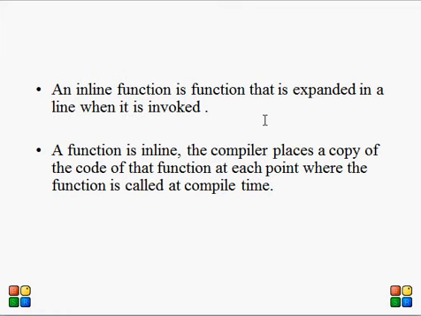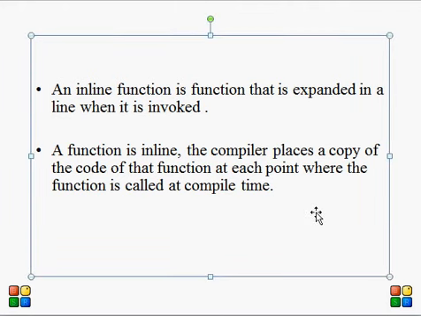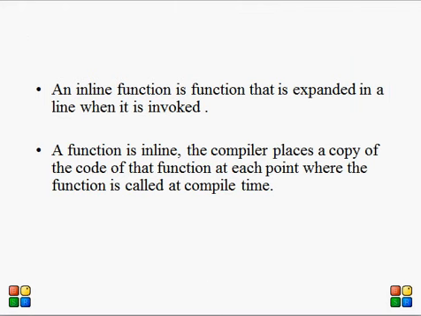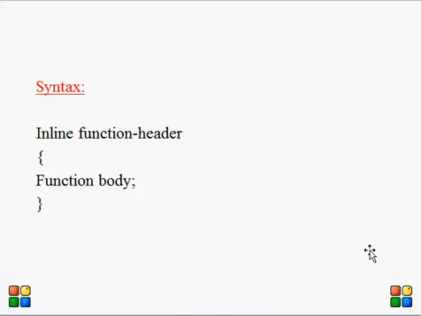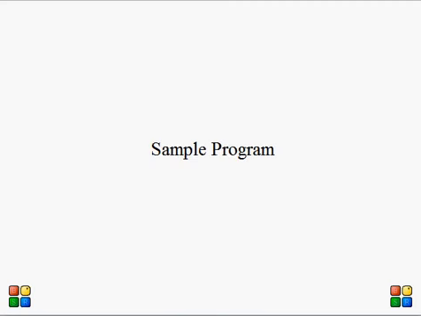Then how does it work, what happens when we use inline functions, we will see. See this point. If a function is inline, the compiler places a copy of the function code at each point where the function is called, at compile time. Just see the syntax for the inline function, the function body and all those things. It's very similar to the function definition. Only one difference is there, that is the inline keyword. Whenever we use inline functions, we just place the inline keyword in the function header. That's it.